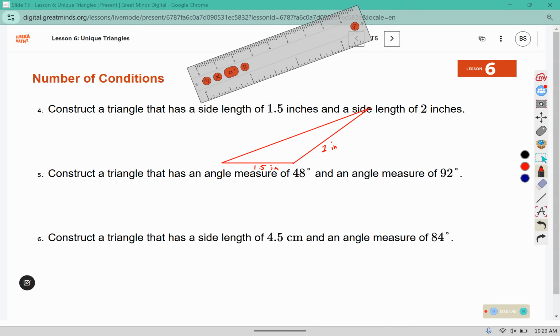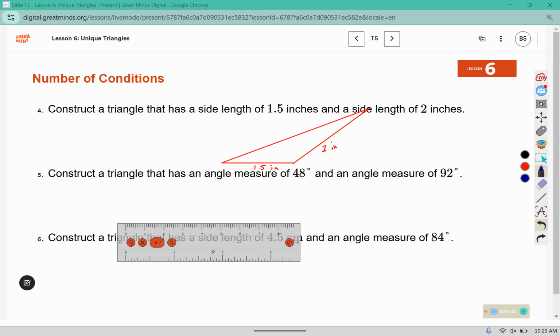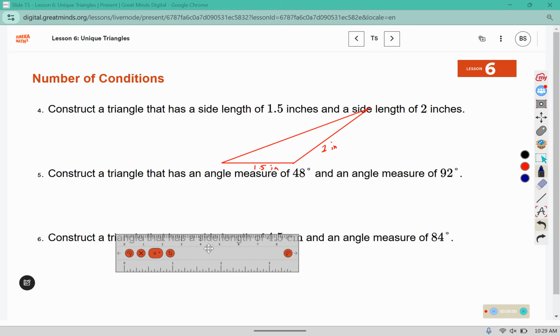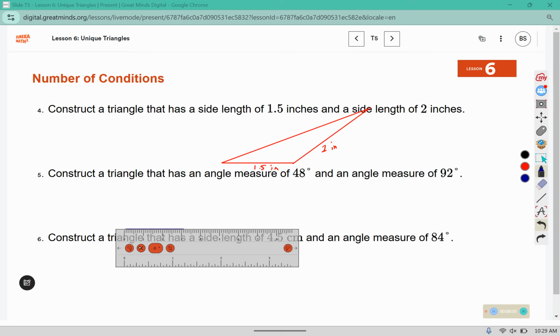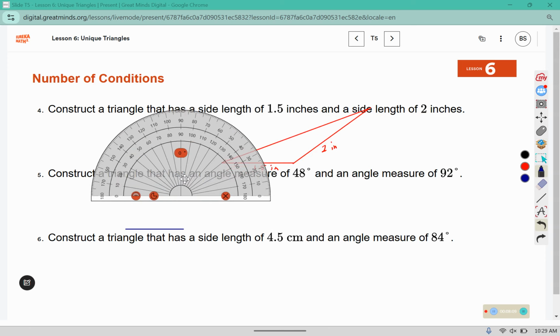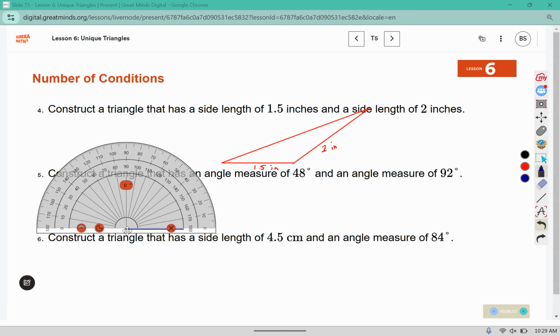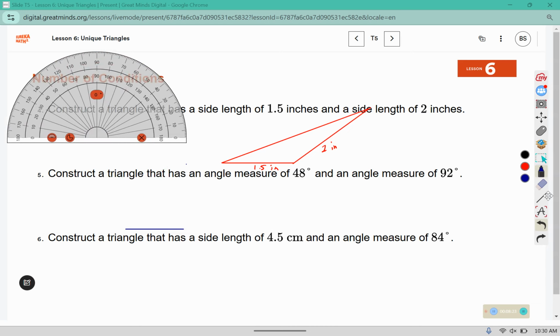Construct a triangle that has an angle measure of 48 and an angle measure of 92. I'm going to start with just a side length so that I have a spot to build my angles off of. Using my protractor, I'm going to create this angle on the left side to be 48 degrees. So I'll line up my protractor on the left end point, and I will create a mark at 48. This would be 45, so 48 is right in here. Then using a straight edge, I'm going to connect from here to there and label it 48.